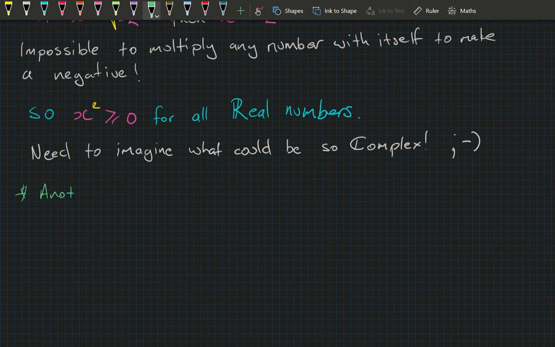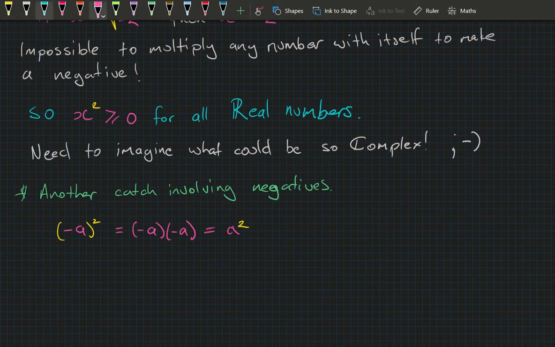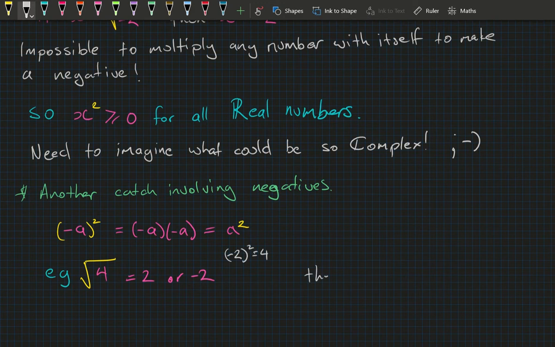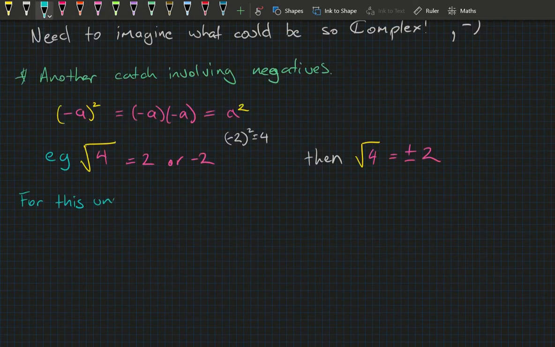I should also mention there's one other catch involving negatives. Because the square of a negative number is a positive number, when we use an actual numeric example like the square root of 4, that could be 2 or minus 2, because minus 2 squared is equal to 4, right? Then we use this fancy term to say that the square root of 4 is equal to plus or minus 2. But for this unit, we're just going to assume the square root of x is positive.